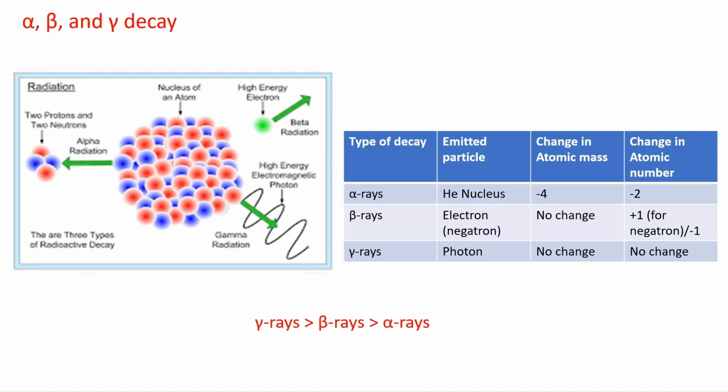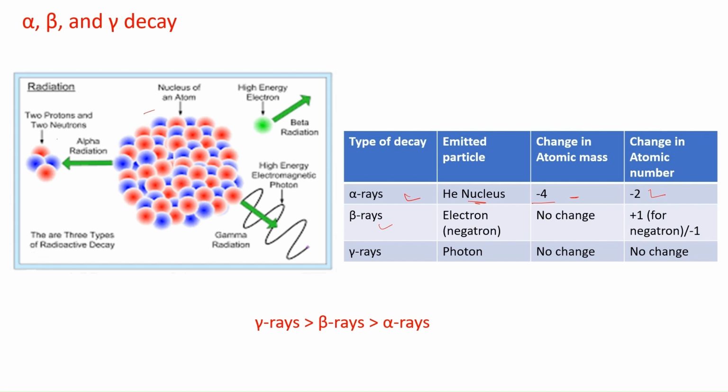Now, if an element emits alpha rays, then what will happen? If an element emits alpha rays, that means a helium nucleus will be emitted out. If a helium nucleus is emitted out, that means in atomic mass there will be a change of -4. Atomic mass will decrease by 4. What will be the change in atomic number? -2. Clear?